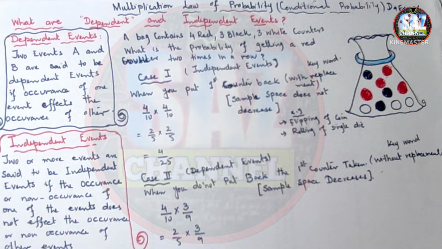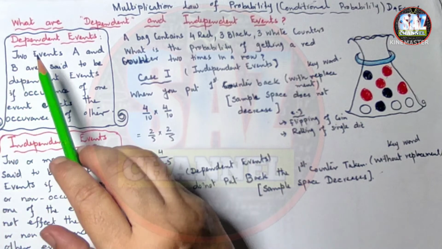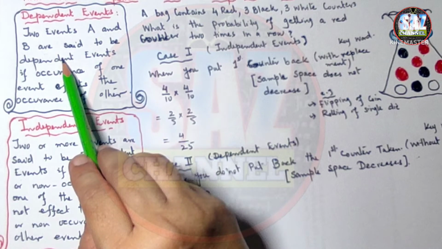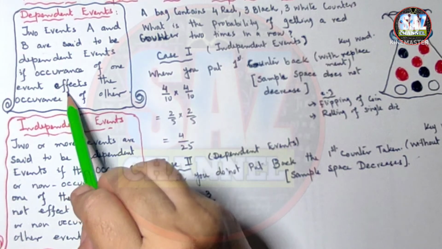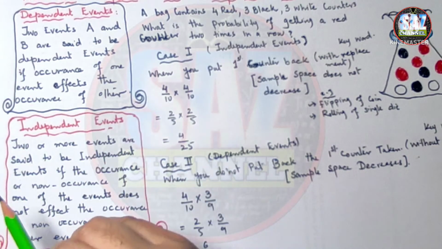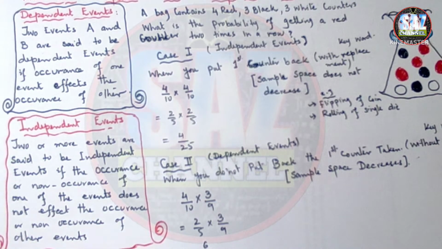So the basic question that comes to mind to apply the multiplication law of probability is: what are dependent and independent events? How will you find out whether the events are dependent or independent? Let's first discuss the concept of dependent events. Two events A and B are said to be dependent events if the occurrence of one event affects the occurrence of the other. So when the occurrence of one event is affecting the occurrence of the other event, those two events are dependent events.